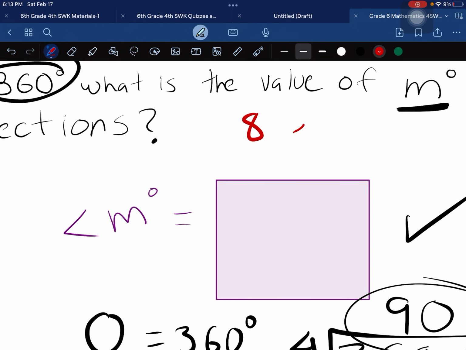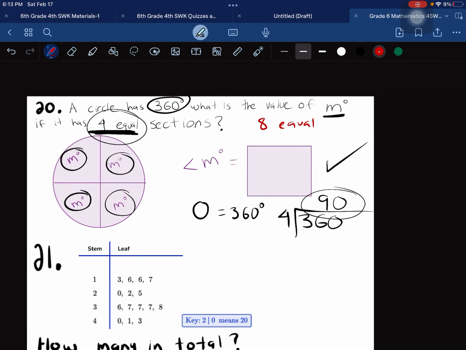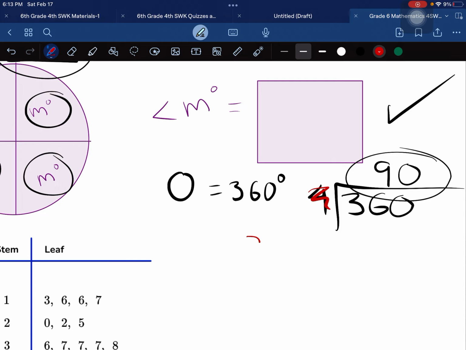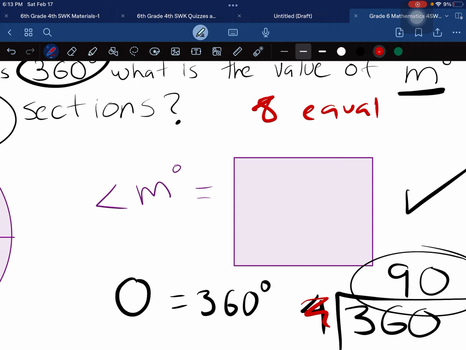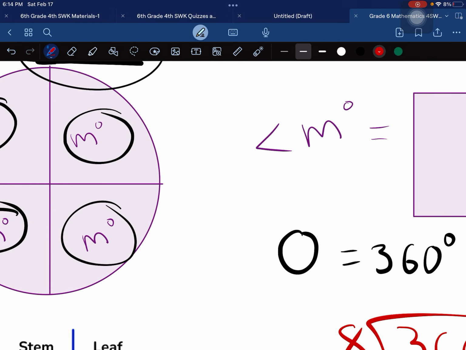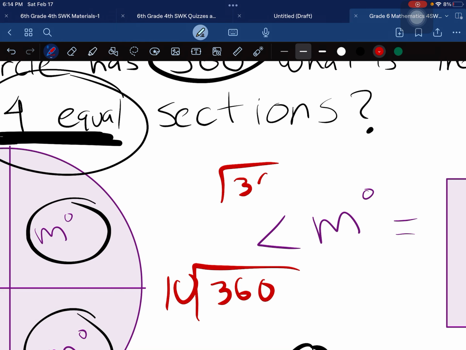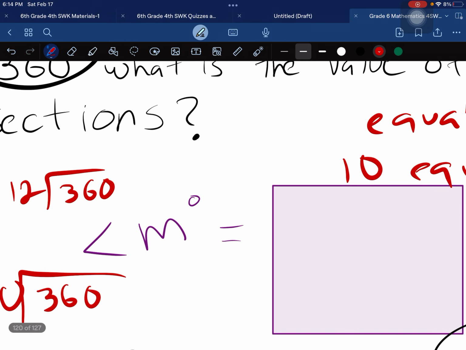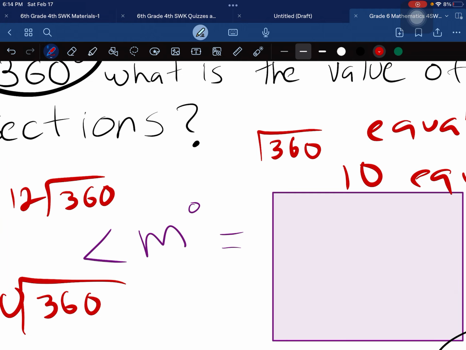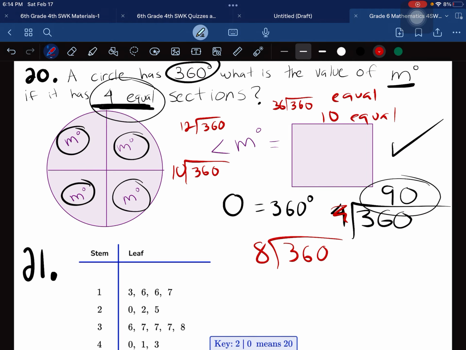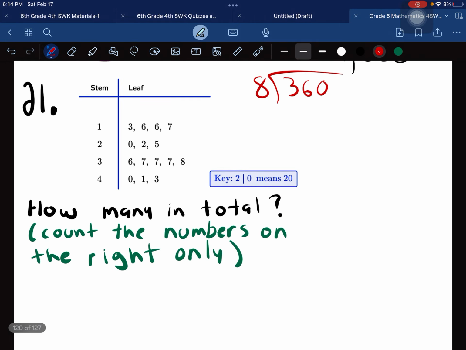Now, what I want to recall or mention, what if it had 8 equal sections? Well, we would divide 360 by 8. What if it had 10 equal sections? Well, we would divide 360 by 10. What about 12 equal sections? Well, 360 by 12. What if it had 36 sections? Well, we divide by 36. I hope I'm making myself clear.